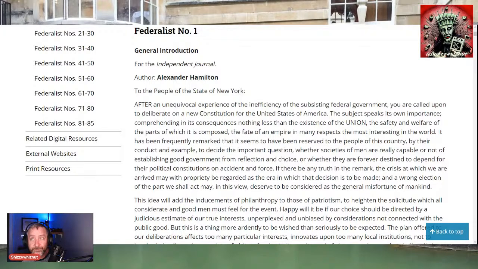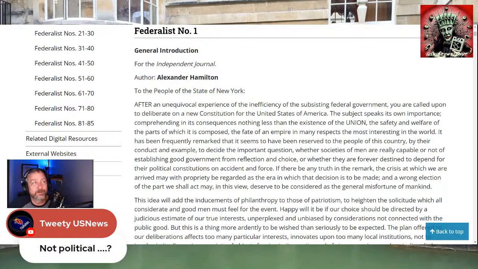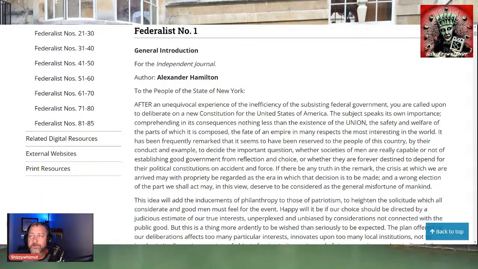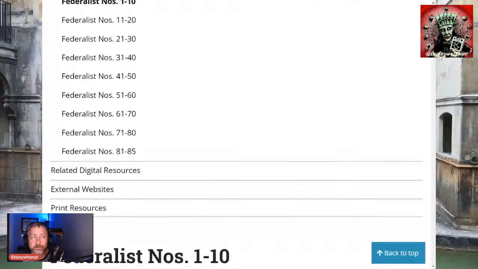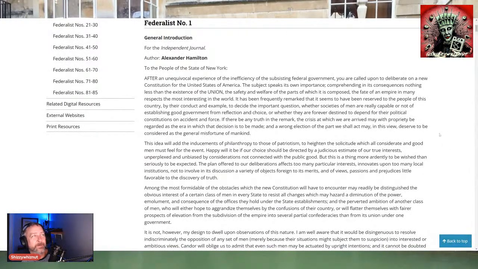Federalist #1. This is for the Independent Journal, and the author on this one was Alexander Hamilton. Not political. Oh, it's all political. To the people of the state of New York. Okay, so we're starting out pretty strong there. Just a second. There we go.